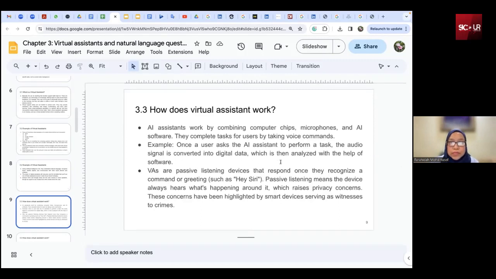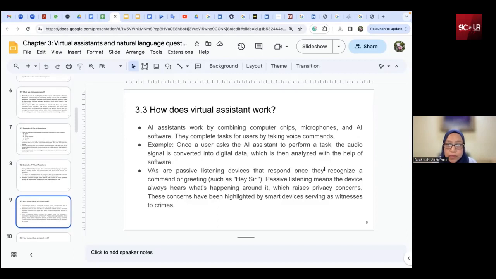How does a virtual assistant work? AI assistants work by combining computer chips, a microphone, and software, and they can complete tasks for users by taking voice commands. You need to give them a command, and then they will perform the job.